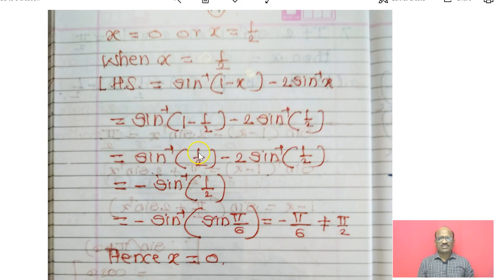Now what is the value of sine inverse of 1 upon 2? Sine inverse of 1 upon 2 means sin of pi by 6. And here is sine inverse of 1 upon 2 minus 2 sine inverse of 1 upon 2. That is nothing but minus sine inverse of 1 upon 2. And here we substitute that: 1 upon 2 means sin of pi by 6, that is sine inverse of sin of pi by 6. And that is equal to minus pi by 6, which is not equal to pi by 2, and hence x is equal to 0 is the correct answer.